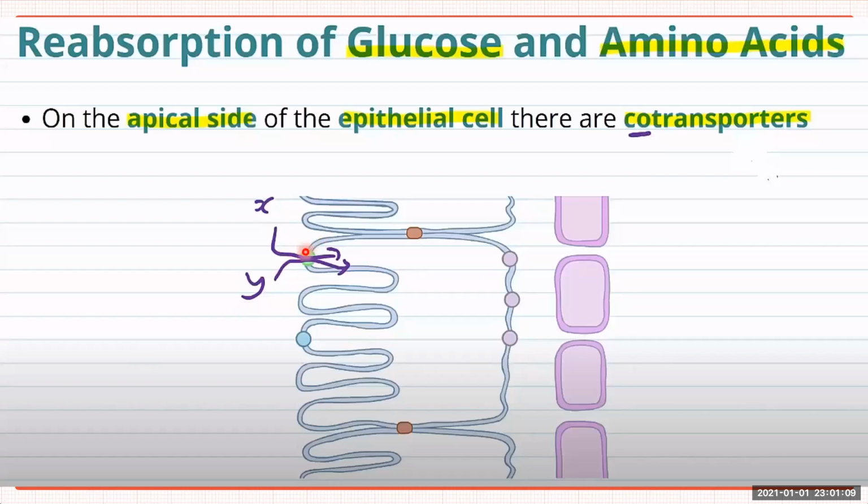This happens because of these co-transporters, which are found on the apical side of the epithelial cell, right? Along the basal side, we had these sodium potassium pumps, and along the apical side, we have co-transporters. What these co-transporters do is, as the sodium is diffused in, glucose or amino acid would also enter inside the cell.